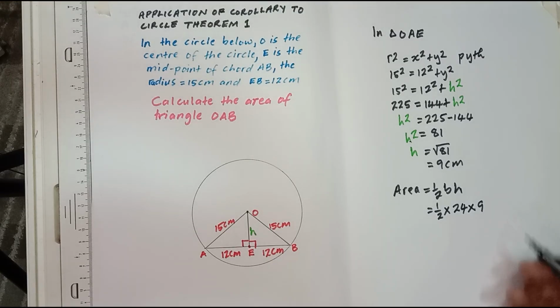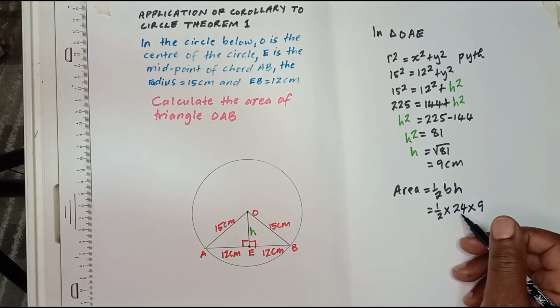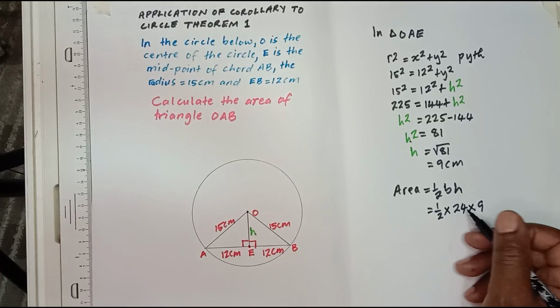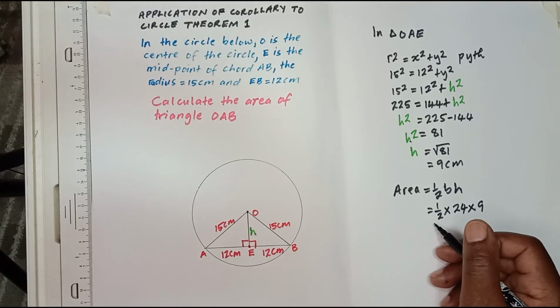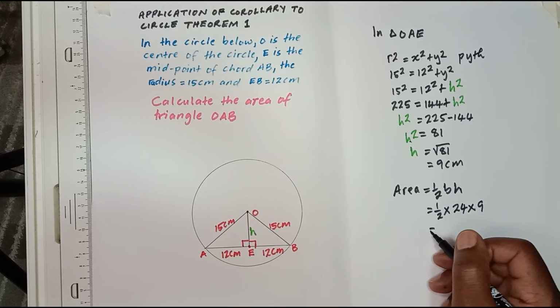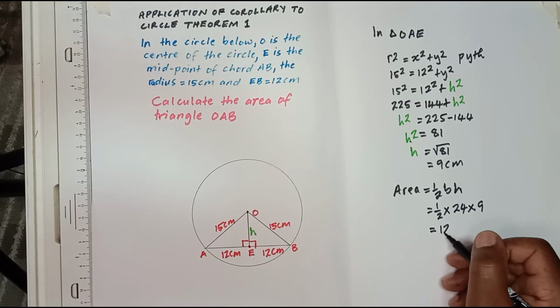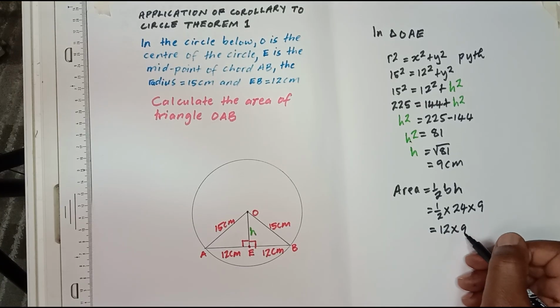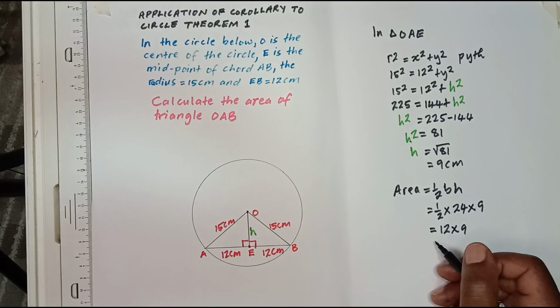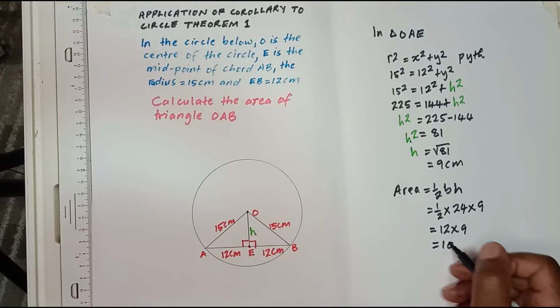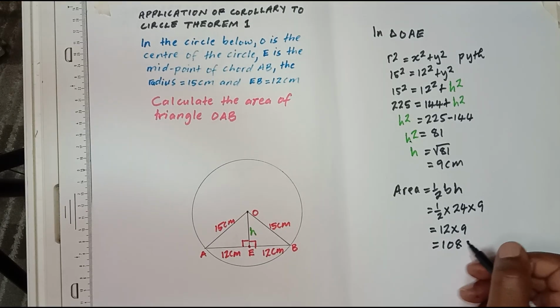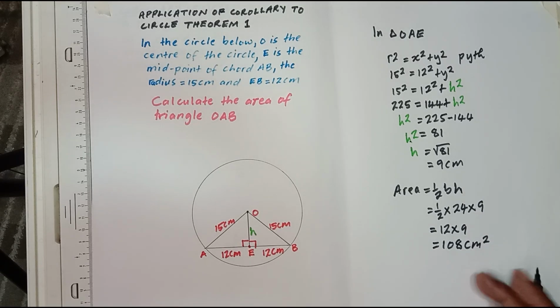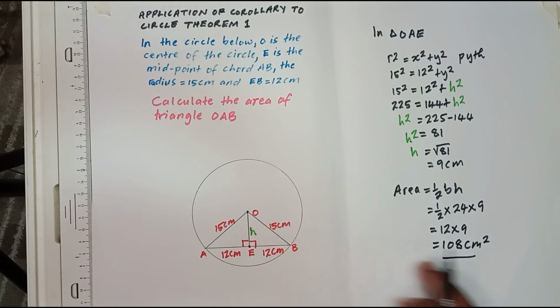Now, without even picking up a calculator, it's easy to just get half of one of the numbers here so that we get rid of that half. So half of 24 is 12. This is multiplied by 9. So 12 times 9 will give us 108 square centimeters. Remember, this is area, so we have to square the units. So the area of triangle OAB is equal to 108 square centimeters.